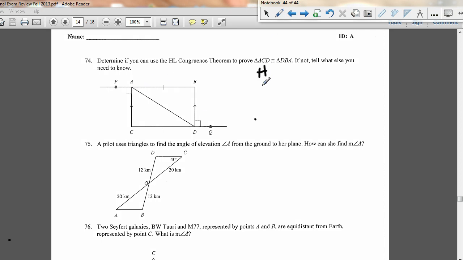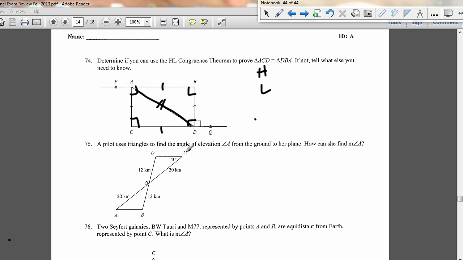If you're going to use hypotenuse leg, you need to be able to prove the hypotenuses are congruent. Well, in this case, yes, because they share them, so that's going to be reflexive. And you need to be able to prove one of the legs of a right triangle. Well, this is obviously a right triangle because this side is right and it's parallel, which means that this one's going to be right. Same thing here, this is right to complement that, and it's parallel, so that means this one is right. So these hypotenuses are congruent, and this is a leg, and it's congruent, so yes, you could.